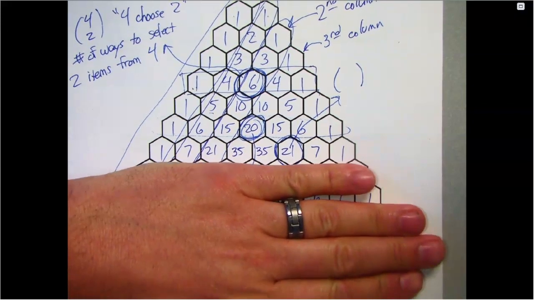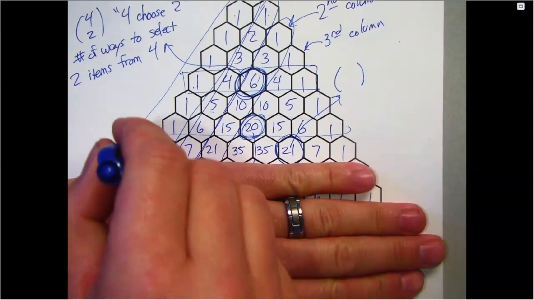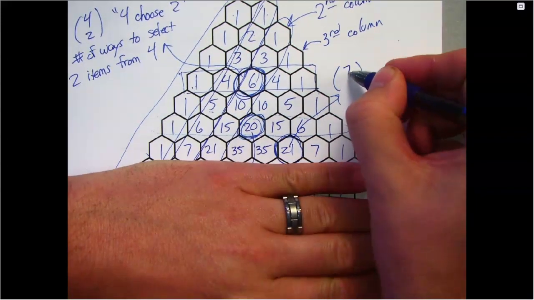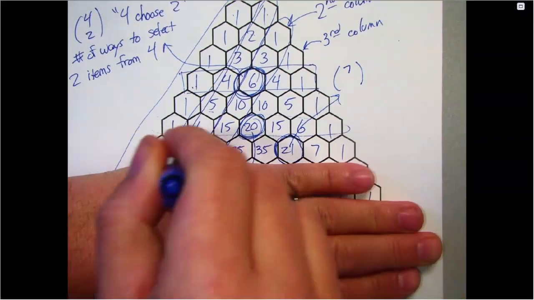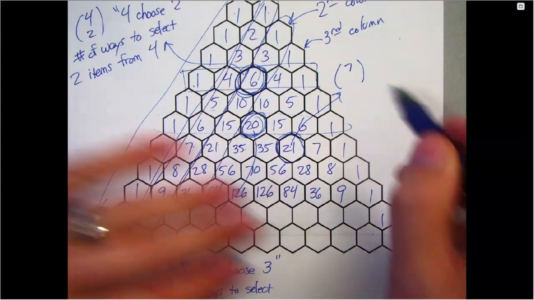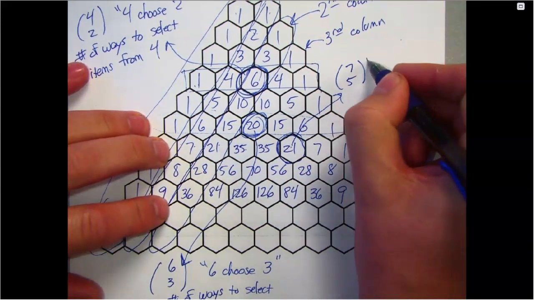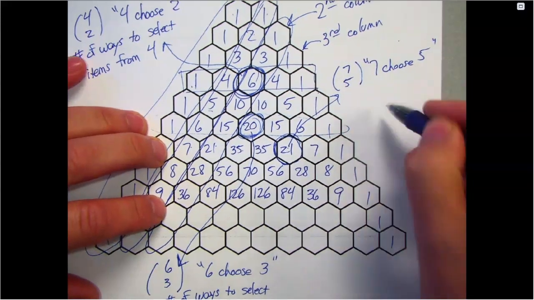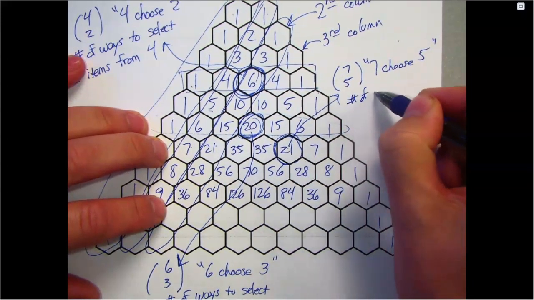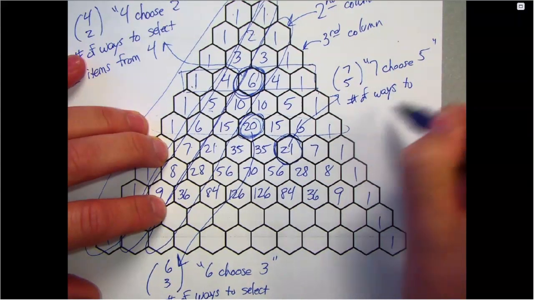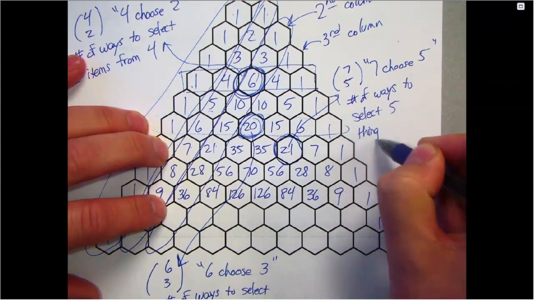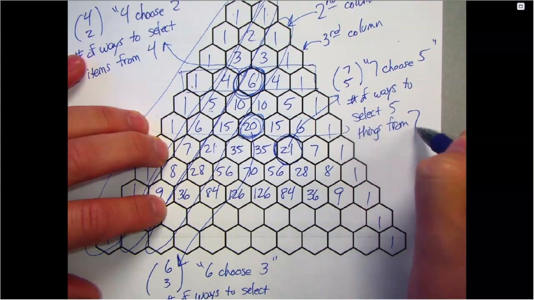So we're in this row. You can't say it's the first row because then everything would be the first row. So it's the 7th row. That's the 7th. This would be 0, 1, 2, 3, 4, 5. So that is 7 choose 5. And that's the number of ways to select 5 things from 7.